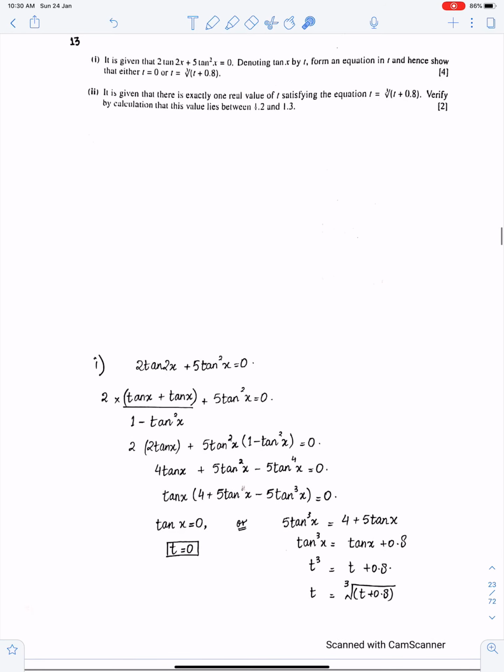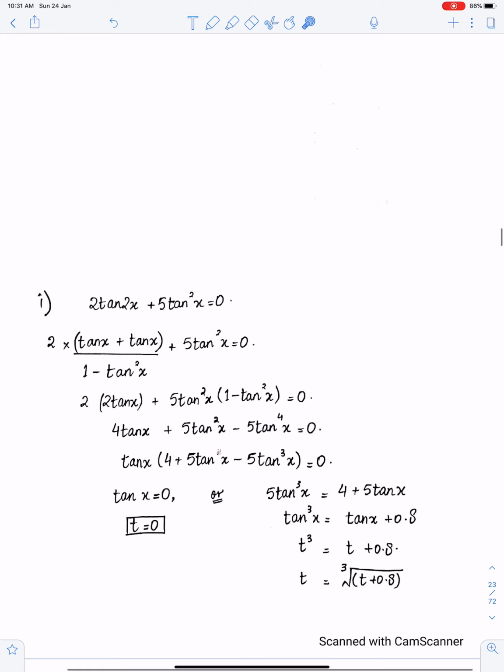So first we need to solve this equation. Tan 2x can be written as 2 tan x upon 1 minus tan square x. You can write this as 2 tan x, it's fine, but it's better if you write 2 tan x here. By taking the LCM, we have this equation. From this equation, you can take tan x common. So finally, we have tan x equals 0 and this equals this.